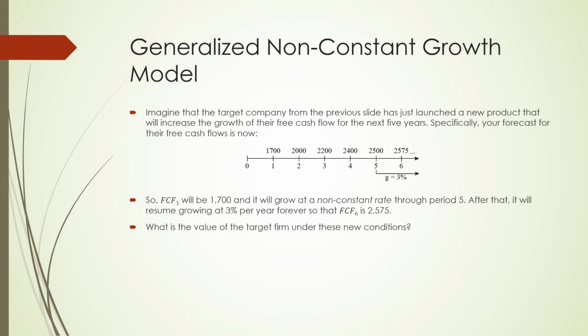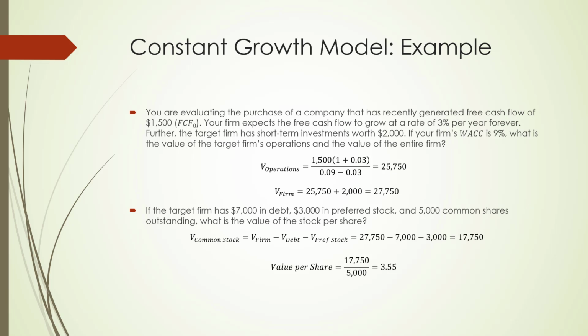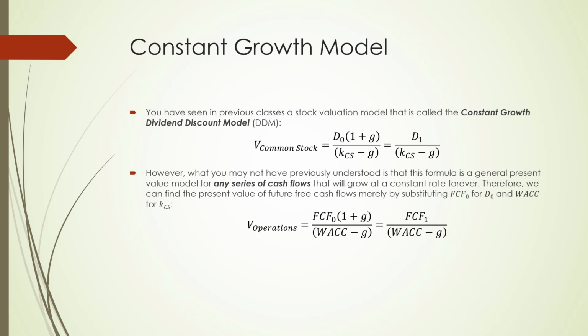So the first thing that we have to do is to find the free cash flow in period 6, and then we're going to use that to find the value of the firm's operations as of year 5. Let's go back to our equation here. Notice the value of operations is free cash flow 1 divided by the cost of capital minus the growth rate. Well, that'll give us the value of operations at period 0.